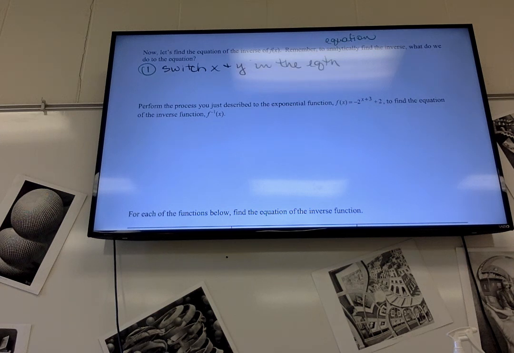Makes sense, because that's how you find the inverse, is flip-flop x and y. And then we're going to solve the new equation for y. And then replace y with f inverse of x. And we've done inverses lots of times before. We're just now doing it for exponentials. It's going to be logs.